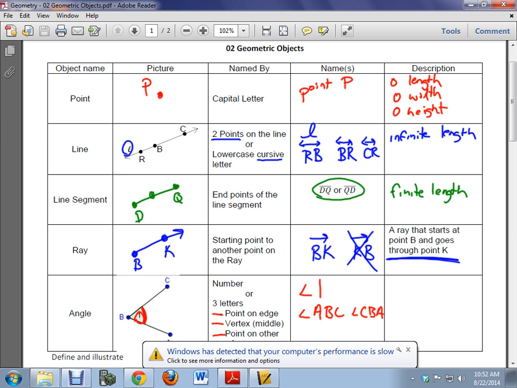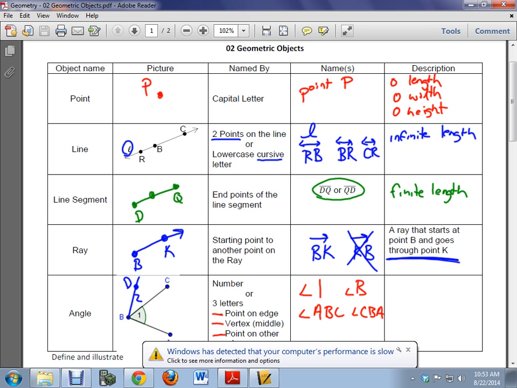It does not matter the order in which you put those letters, as long as the B is in the middle. One last thing that's not on this page, a way to name an angle that only works sometimes, is to name the angle by the vertex itself. You could call this angle B, but this only works if there's only one angle coming out of the point B. If this picture was slightly modified and we had another point D out here, we could no longer call this angle B because there are actually 3 angles coming out of point B.